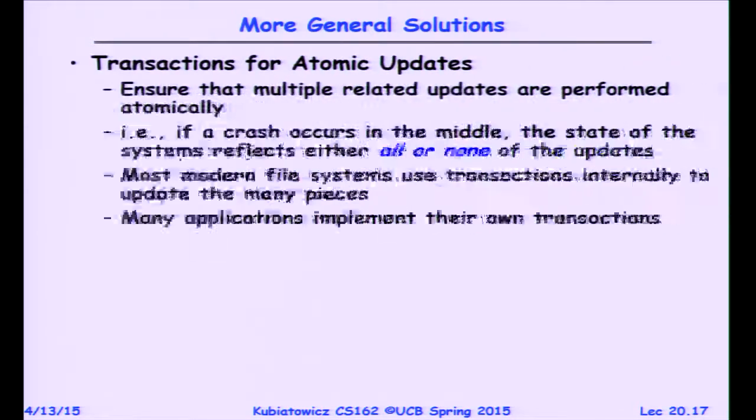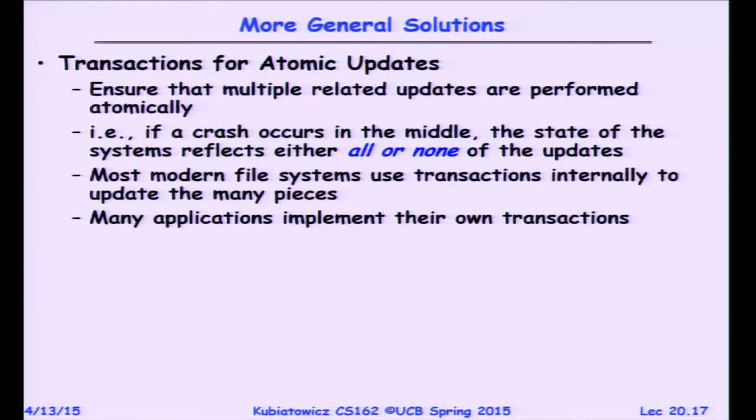Now, more general solutions, of course, is we can start talking about transactions for atomic updates. Here we can start saying, what if we ensure that multiple related updates are always performed atomically in some way? Maybe we'll have a file system like FFS that's not as easy to do atomic updates as ZFS. If a crash occurs in the middle, we want to have some way to undo the partially done state, which is all or none. So we either do all the updates or none of the updates.